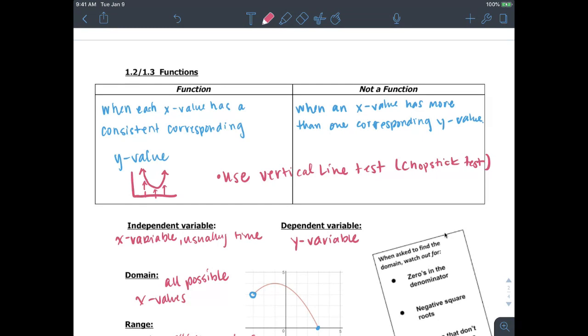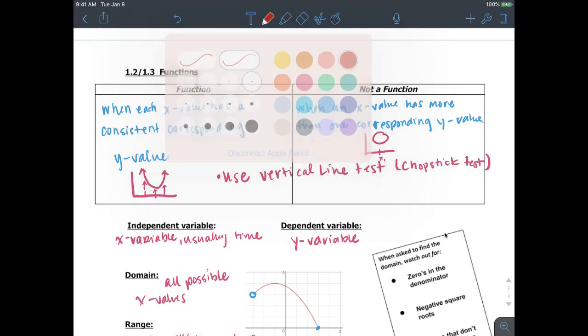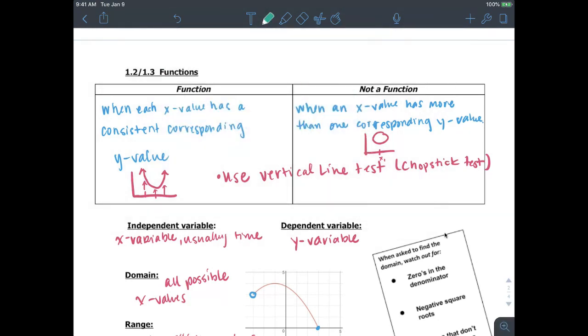So something like a circle. At this point, x1, you can see that I have 2 points that can come out of the equation. So we don't have consistency there. We can't expect the same output every time at x1. So this is not a function.